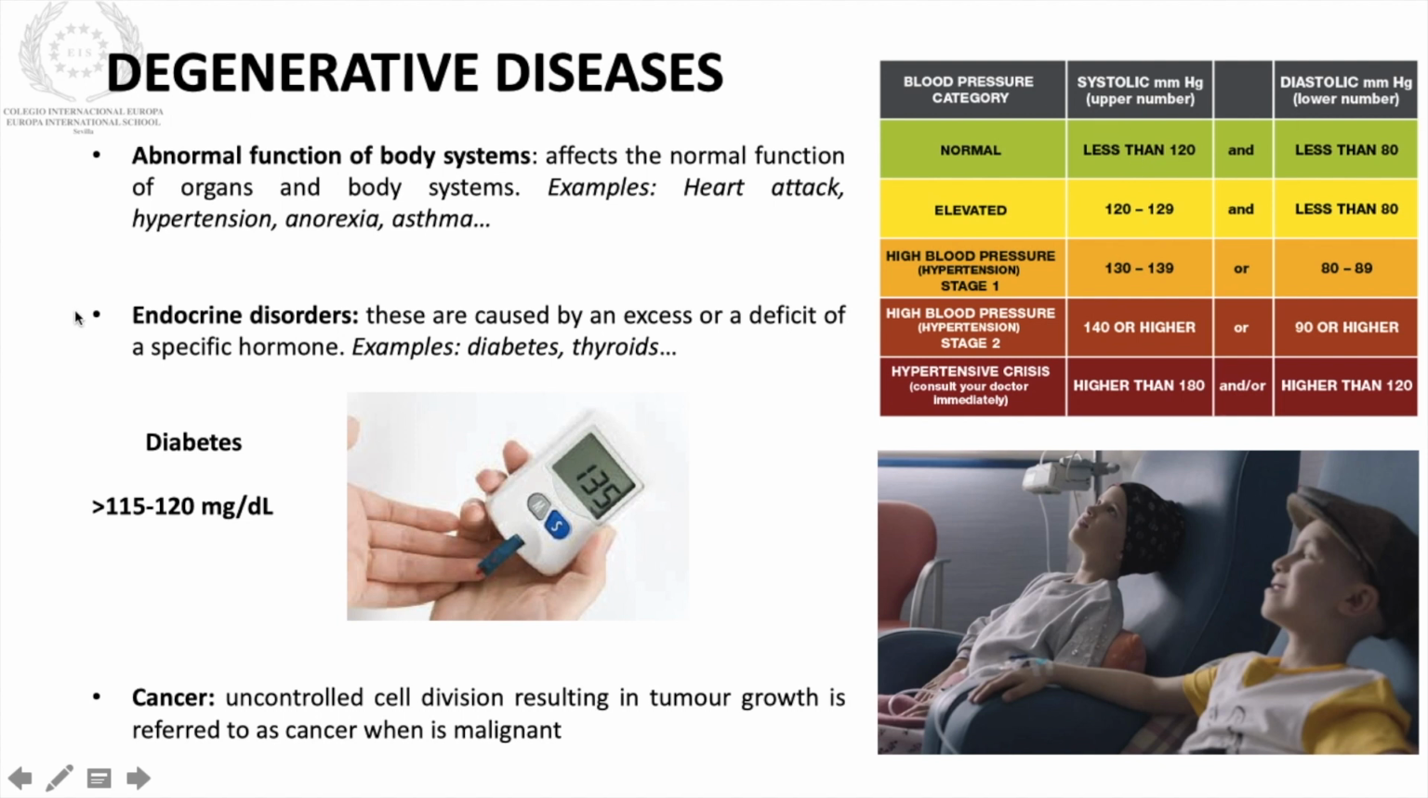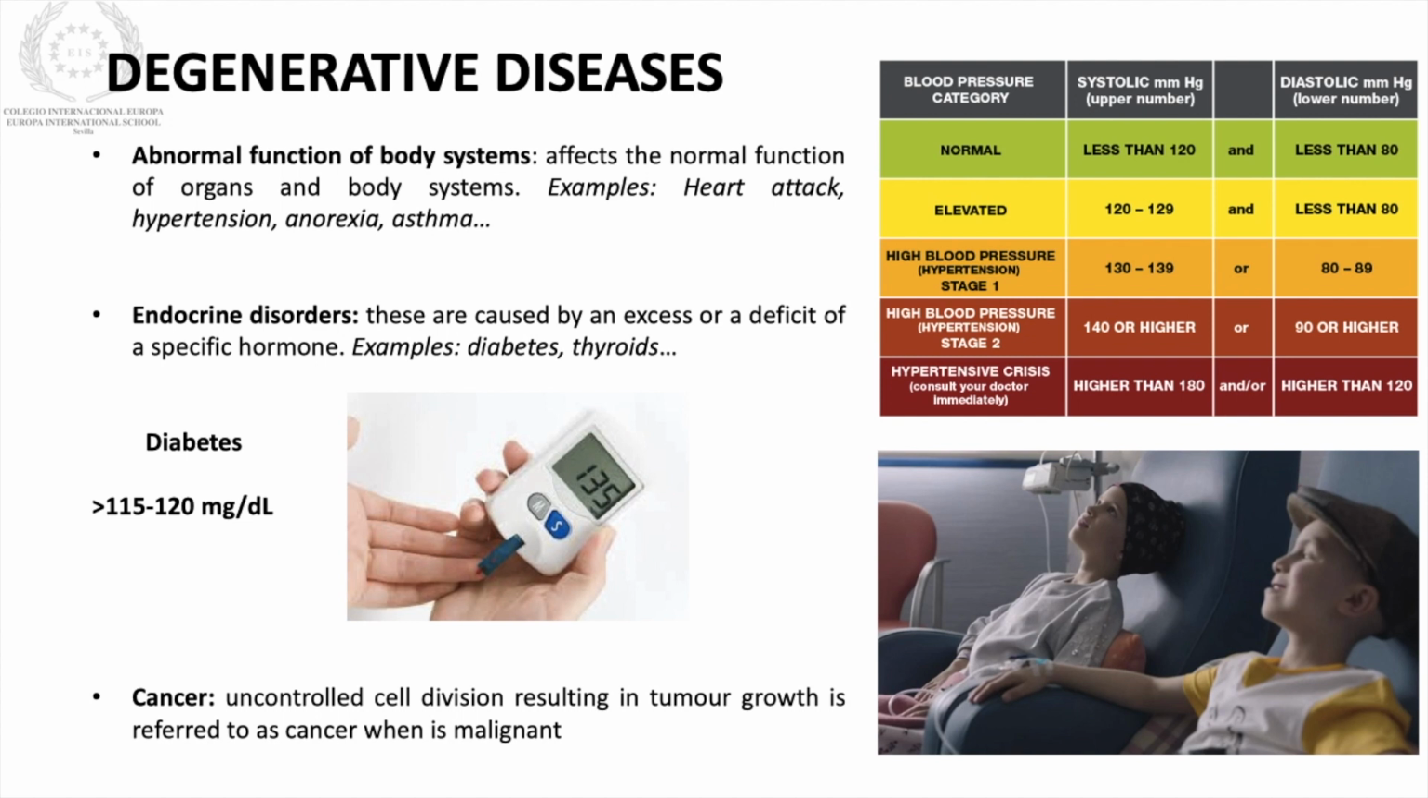Then we pass to endocrine disorder. These disorders are caused by an excess of or a deficit of a specific hormone. Remember the diabetes. This disease is caused by a lack of insulin, okay, or we don't produce enough insulin in our pancreatic islets. And then we have the cancer.